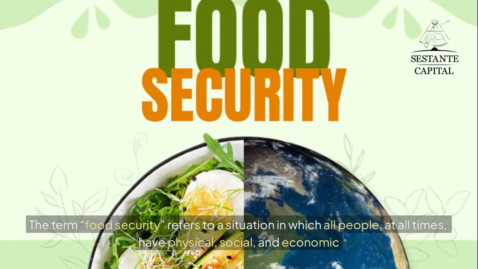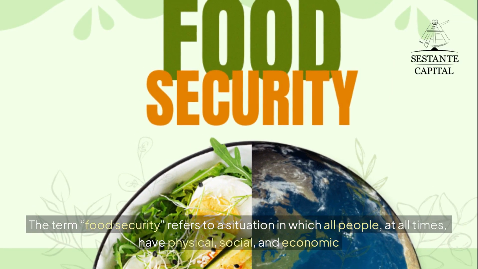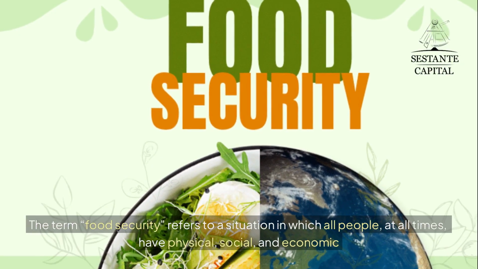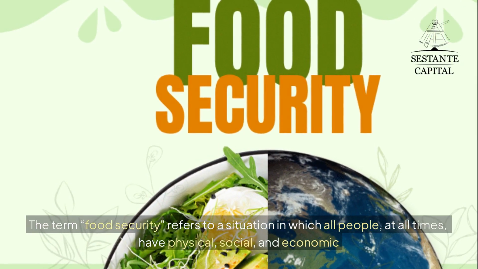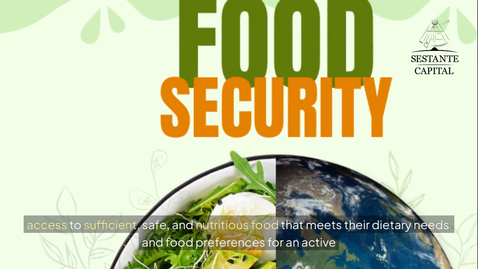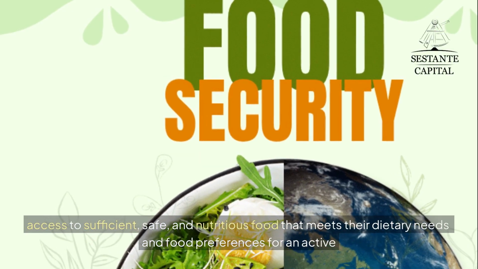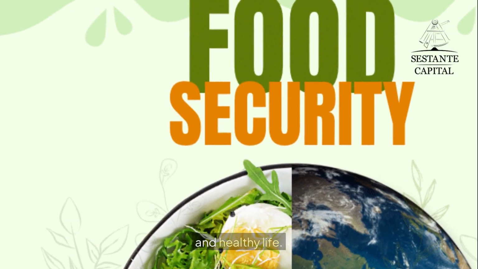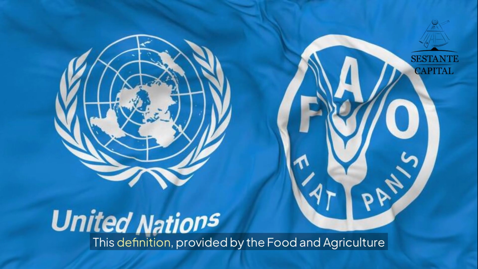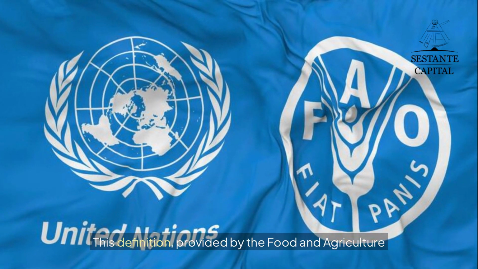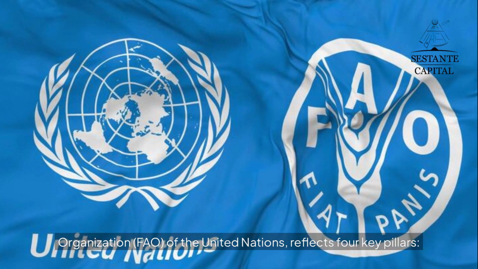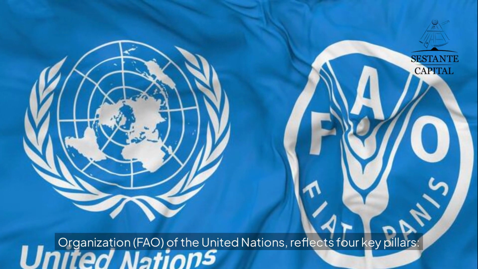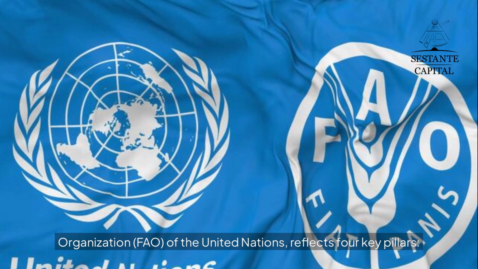The term food security refers to a situation in which all people, at all times, have physical, social, and economic access to sufficient, safe, and nutritious food that meets the dietary needs and food preferences for an active and healthy life. This definition, provided by the Food and Agriculture Organization, FAO, of the United Nations, reflects four key pillars.